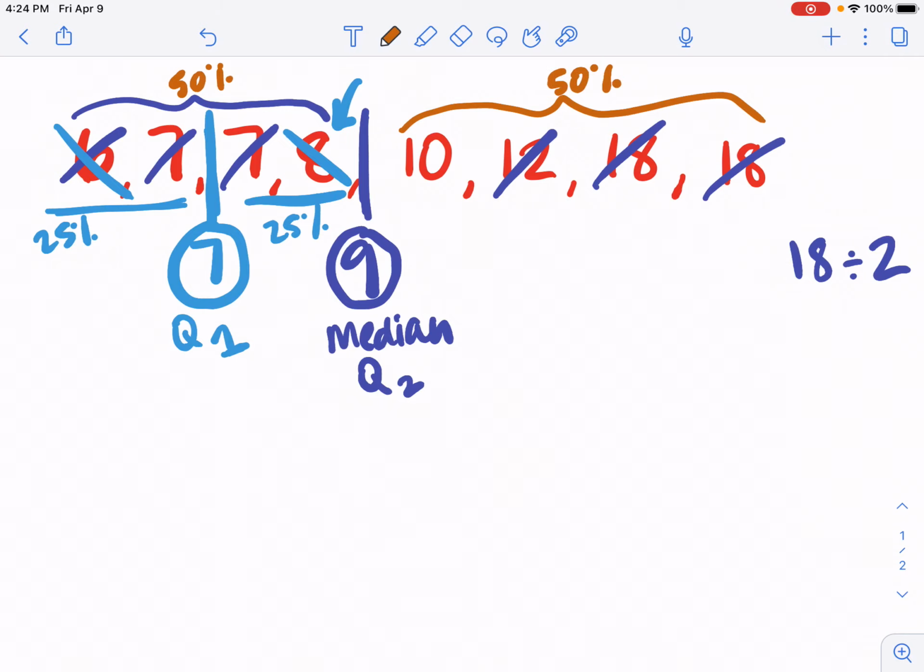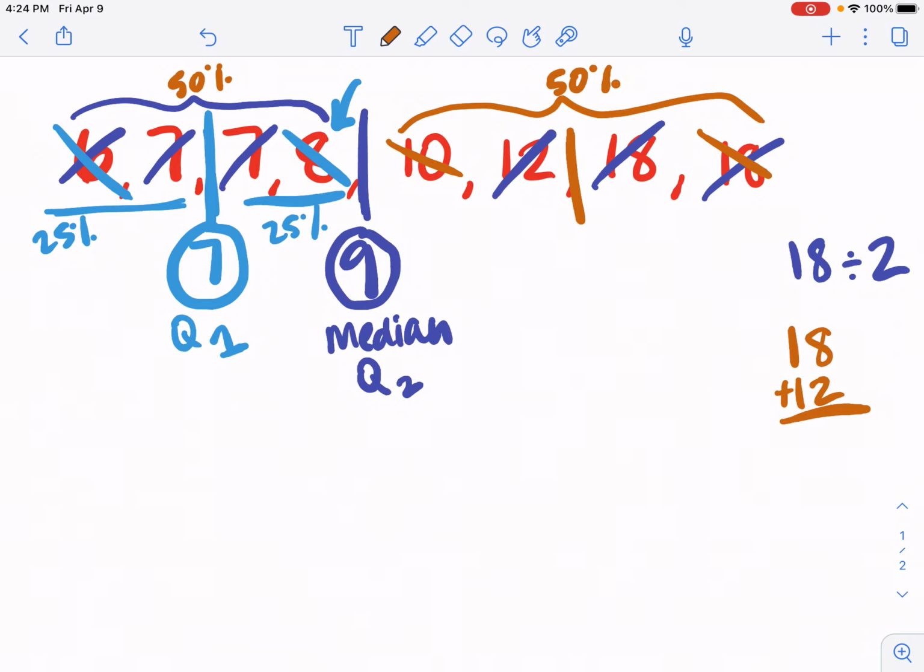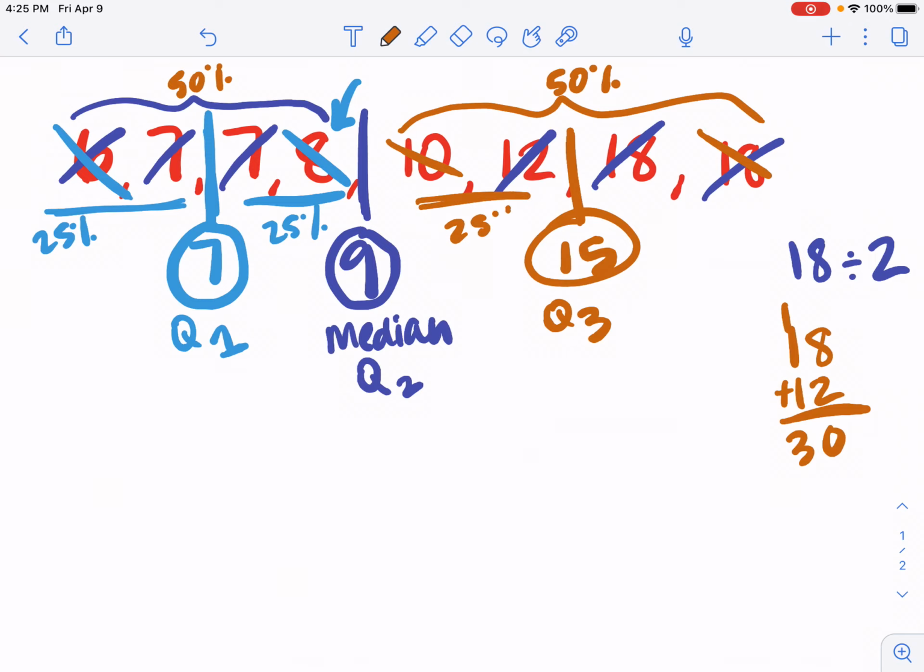Now I'm still going to use my 10 to do my crossing out. So I'm going to cross out the least, greatest, and I'm left with 12 and 18, and I need to find the number right in the middle. Now you might say, oh, that's 16, but let's just double check. So I'm going to do 18 plus 12, okay? So 8 plus 2 is 10. 3. Look at that. 30 divided by 2 is going to be 15. So that's right in the middle of 12 and 18. So quartile 3 is 15. Okay? So this right here is 25% of my data, and this right here is 25% of my data.